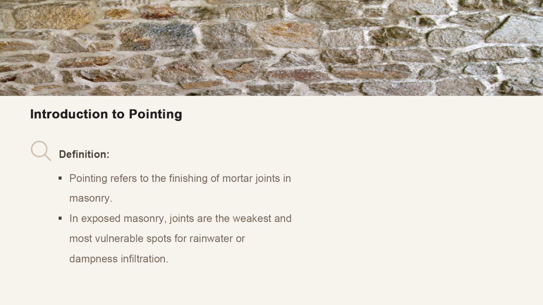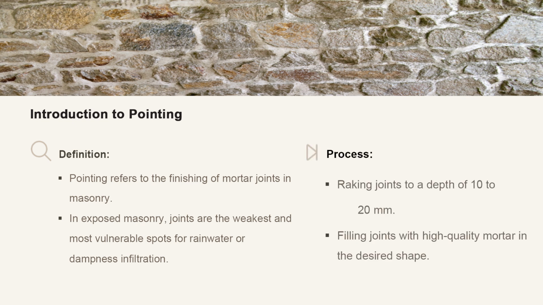Pointing is also important in masonry construction as it enhances both the appearance and durability of exposed joints, preventing water ingress and maintaining structural integrity. The process involves raking joints to a depth of about 10 to 20 mm and filling them with a high quality mortar tailored to the specific type of bonding desired. Just like plastering, we use lime and cement mortar here too.